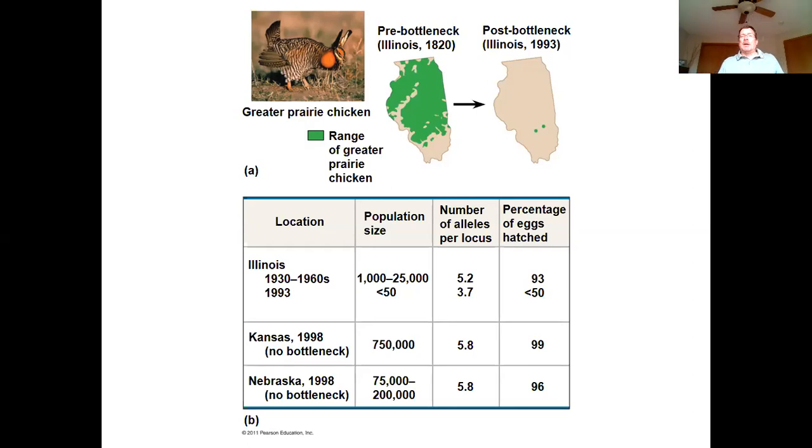Now, surrounding areas, Kansas and Nebraska, didn't have such drastic loss of prairie habitat, which we could make jokes about, because nobody wants to live there, haha. But you can see that their populations remained viable.